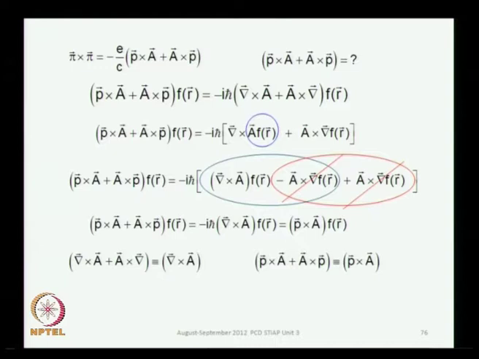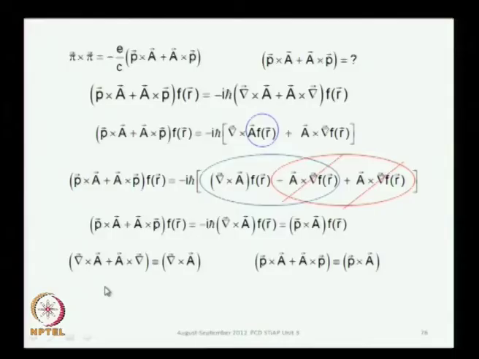and therefore, we have an operator equivalence in the context in which we are using this. Which means that in our context we can replace this del cross A plus A cross del operator by the magnetic field, which is the curl of A.